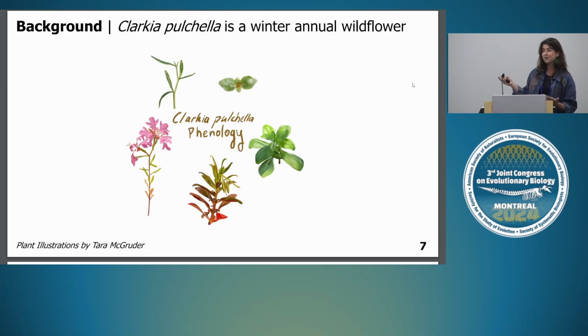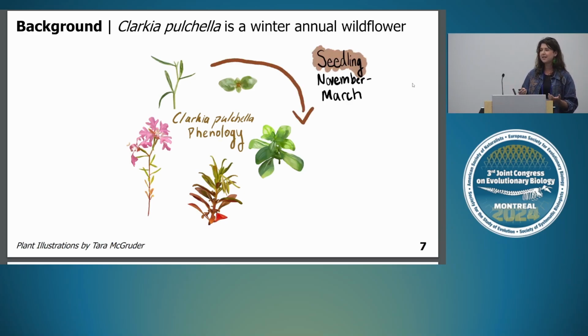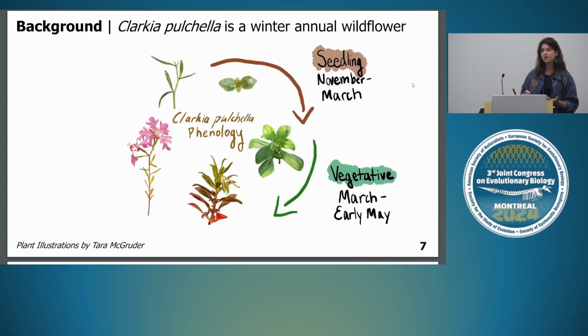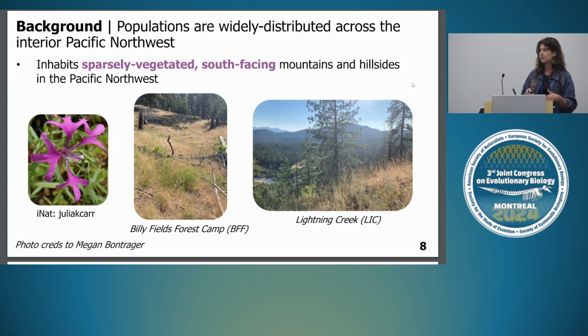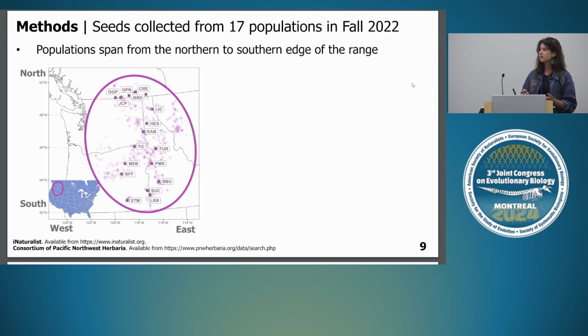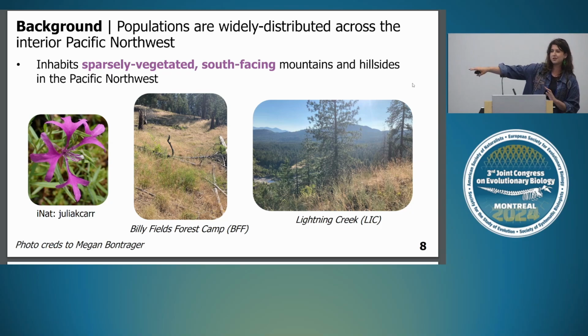So this is Clarkia pulchella, and to explain what's going on with Clarkia pulchella so everyone's on the same page, it is a winter annual wildflower that first germinates in November and overwinters as a seedling before undergoing vegetative growth from March to early May, and then undergoing reproductive growth and flowering in late May to early August. And these populations are found in sparsely vegetated hillsides and mountainsides in the Pacific Northwest. And these are just 2 photos of where you can find Clarkia pulchella.